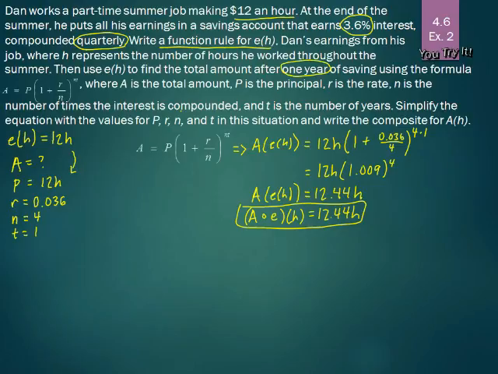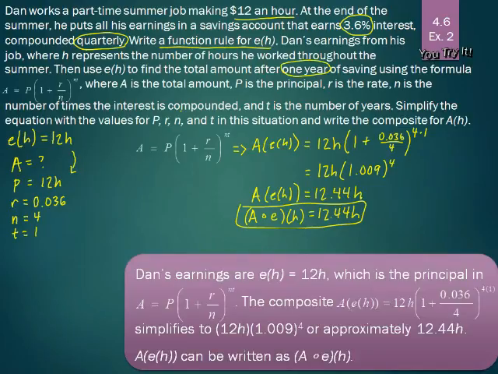So our final answer is Dan's earnings are E of H equals 12H, which is the principal, and A equals P times 1 plus R divided by N to the NT. The composite A of E of H equals 12H times 1 plus 36 thousandths divided by 4 raised to the 4 times 1, which simplifies to 12H times 1 and 9 thousandths to the fourth, or approximately 12 and 44 hundredths H. A of E of H can be written as A composed with E of H.